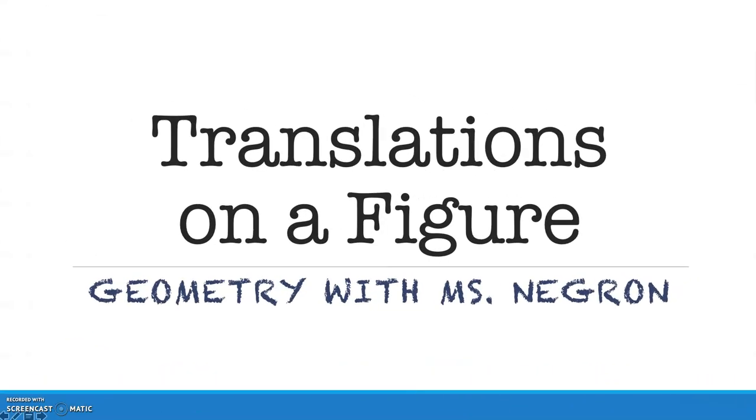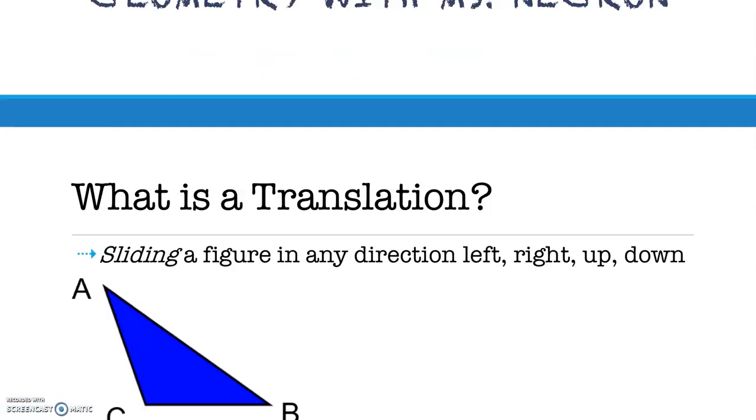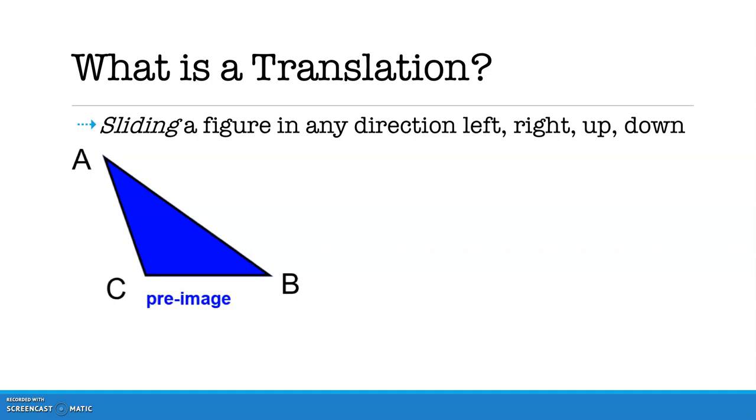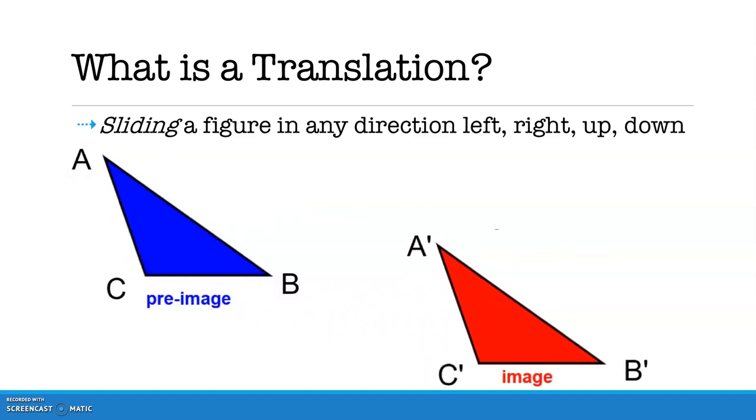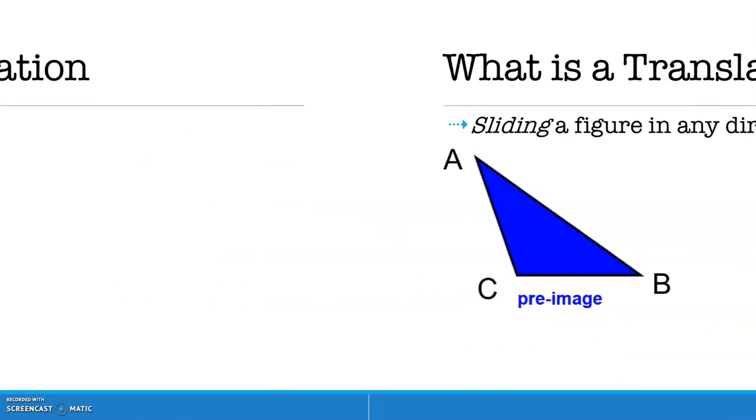Today we're going to be talking about translations on a figure in geometry. So what is a translation? A translation is when you slide a figure in any direction, left, right, up, or down. Here we have our pre-image, or original image, triangle ABC, and after we translate it, we then get our prime image of triangle A'B'C', which can be represented using apostrophes next to each letter.